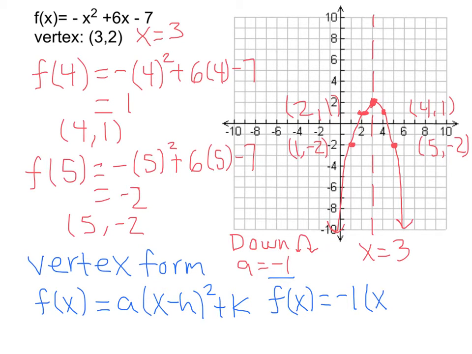Our vertex, we calculated that. It's at +3. Since we're moving to the right, we're going to subtract that 3. And our k value, we moved up 2 units. So there's the vertex form: f(x) = -1(x - 3)² + 2.